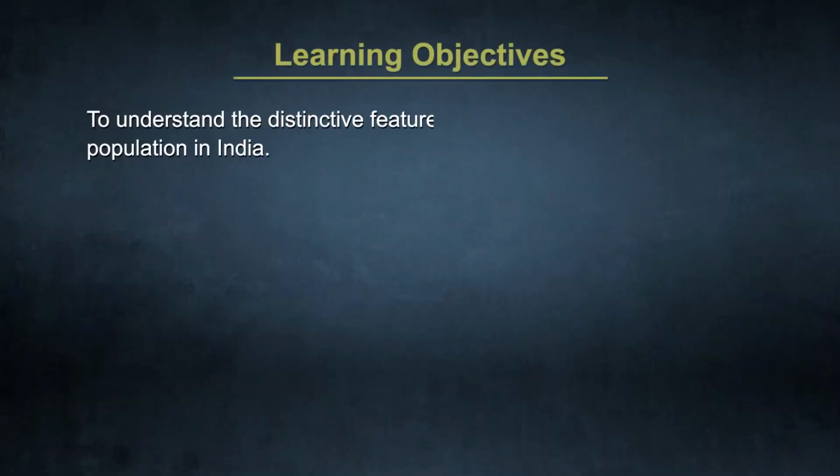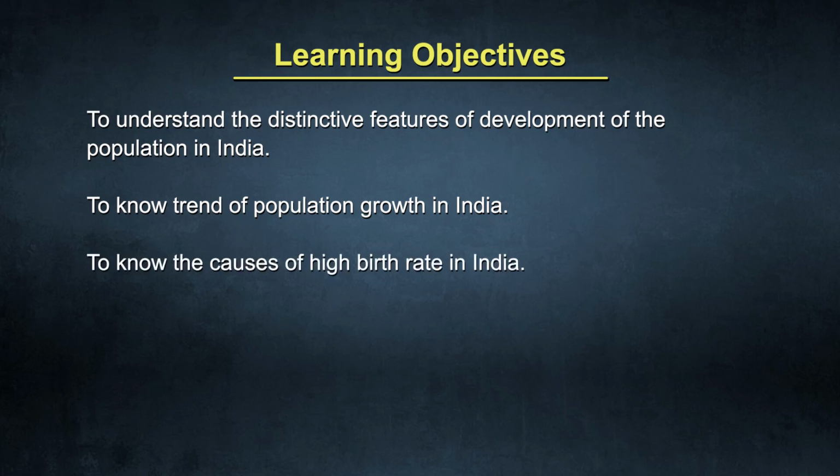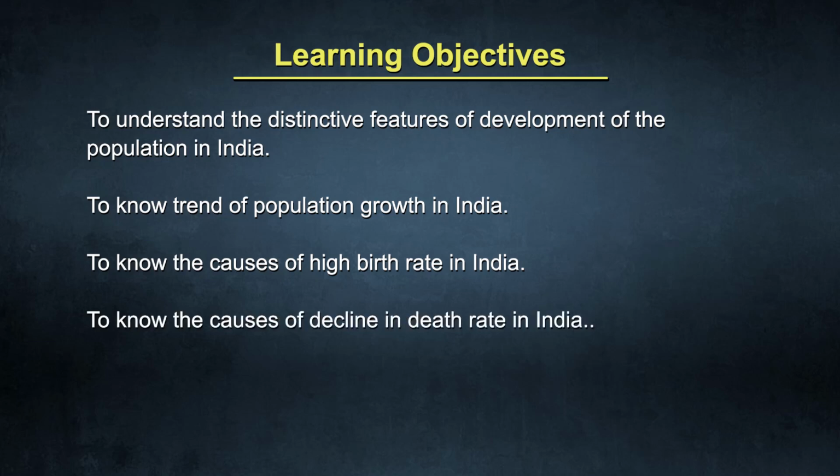The present module deals with the rapid growth of population in India. After completing this module, you will be able to understand the distinctive features of development of population in India. You will also be able to know the growth of population in our country. The present module also helps you to know the causes of rapid growth of population as well as the causes of decline in death rate in our country.